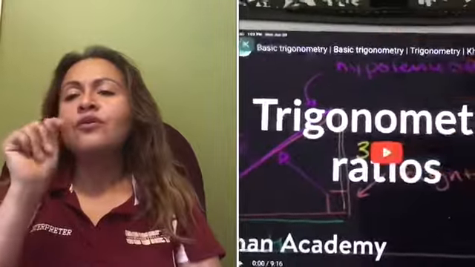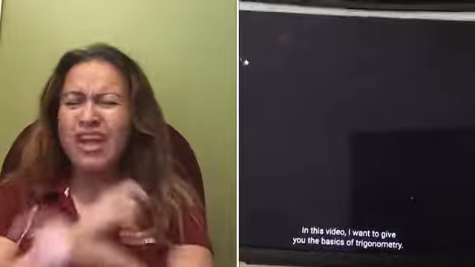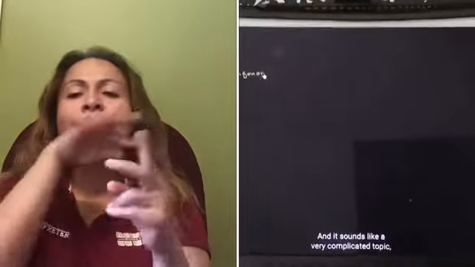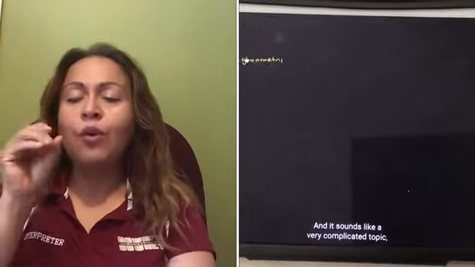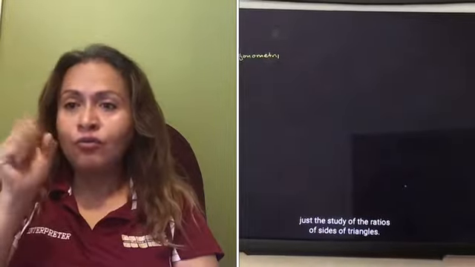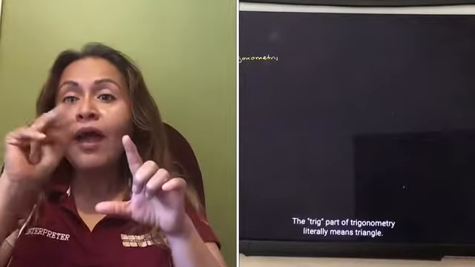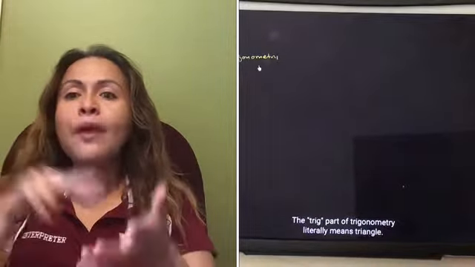Trigonometry. It sounds like a very complicated topic, but you're going to see that it's really just the study of the ratios of sides of triangles. The trig part of trigonometry literally means triangle, and the metry part literally means measure. So let me give you some examples here, and I think it'll make everything pretty clear.